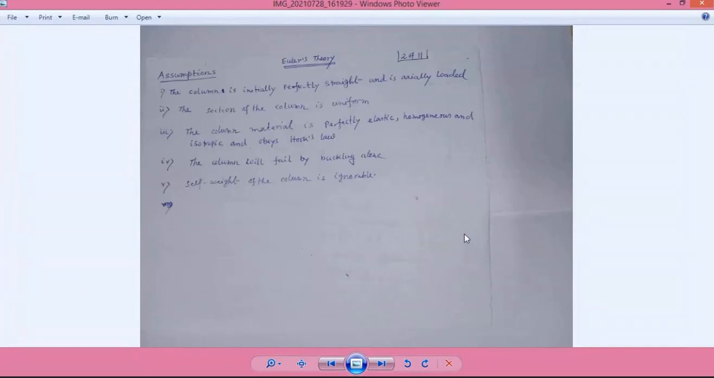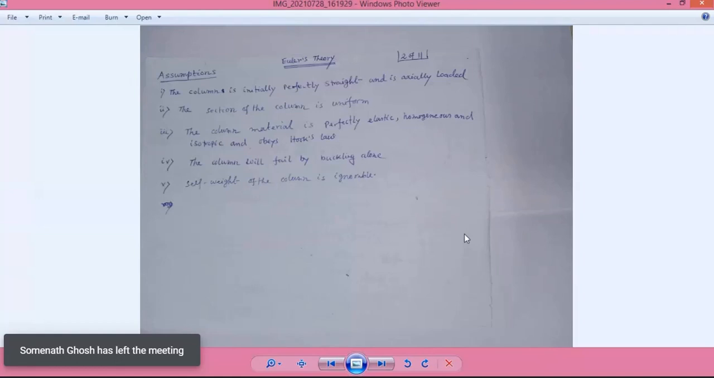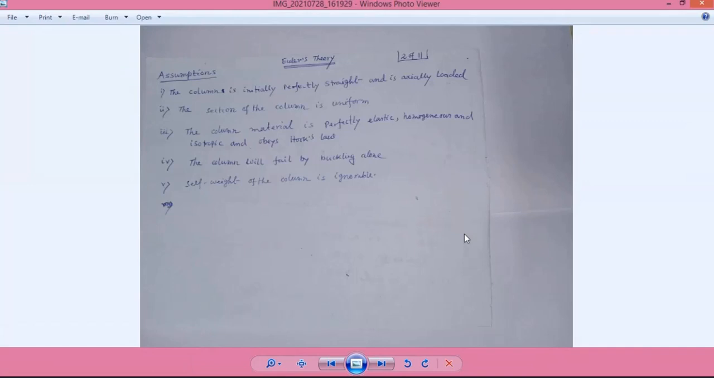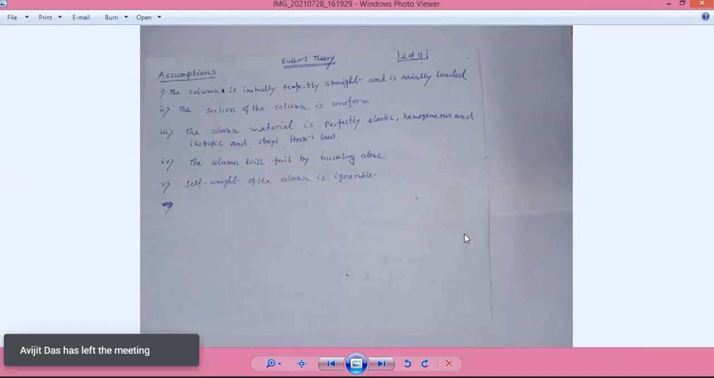Now, next, in the long column, we will calculate this P critical value or buckling load of the column based on Euler's theorem. The assumptions are: the column is initially perfectly straight and is axially loaded. The section of the column is uniform. The column material is perfectly elastic, homogeneous, and isotropic, and obeys Hooke's law. The column will fail by buckling only. Self weight of the column is ignorable.